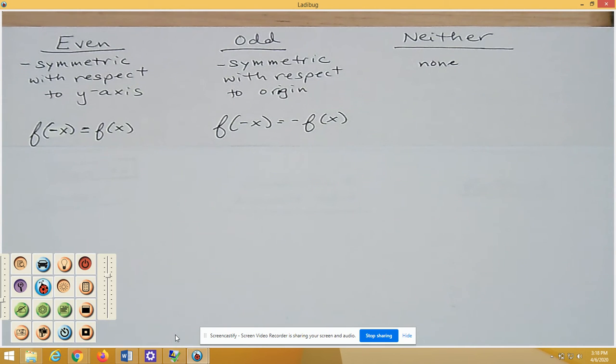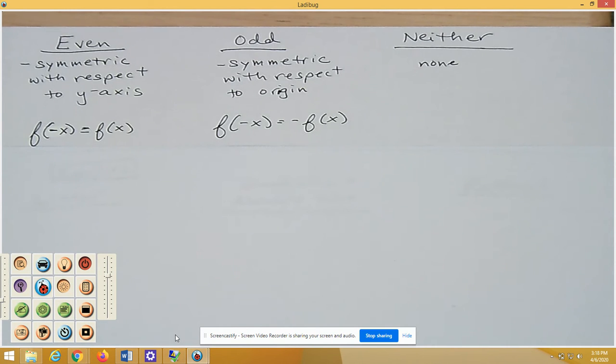In this video, we're going to look at even, odd, and neither functions. So we have had some experience with these in the past. Just a reminder, an even function is symmetric with respect to the y-axis. An odd function is symmetric with respect to the origin.